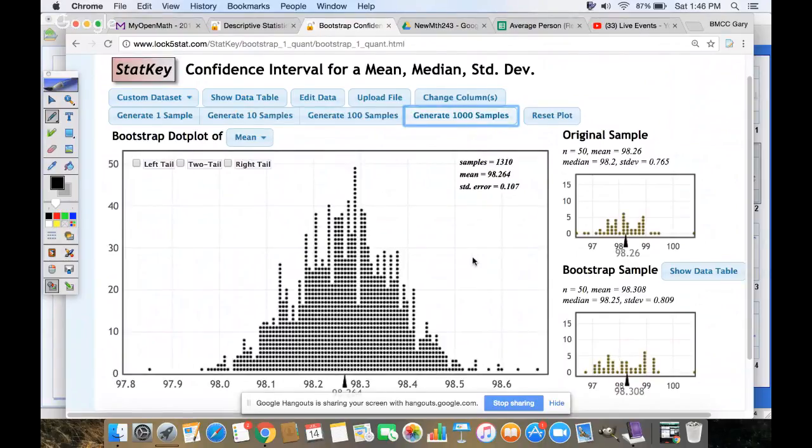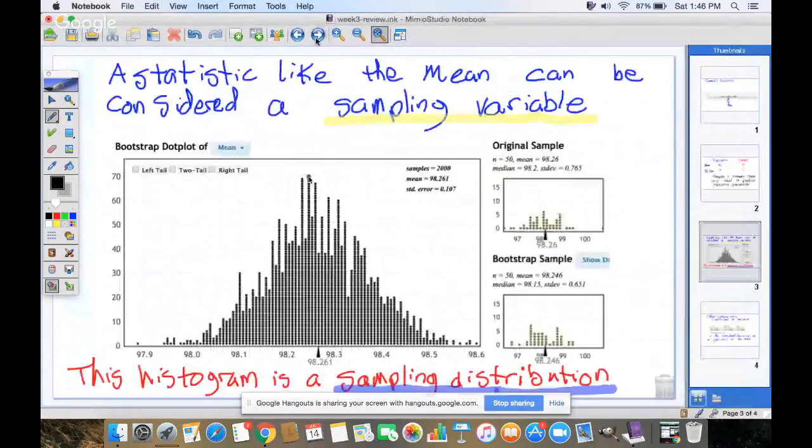When you do repeated samples and look at the means, and you make a histogram of the means of the samples, that's called a sampling distribution. So let's put that in the notes here. A statistic, like the mean, can be considered a sampling variable. Every sample will have a different mean, therefore the mean is variable. So it's a sampling variable, okay? Because they change. When you look at a whole bunch of different samples and you make a histogram out of their means, you get what's called a sampling distribution.